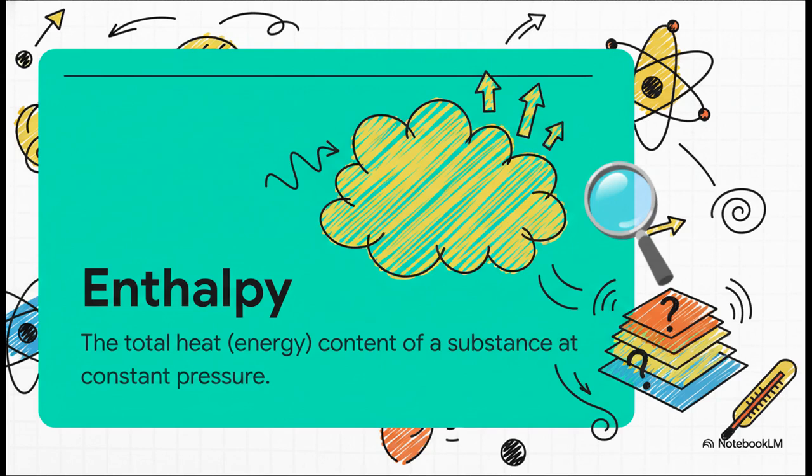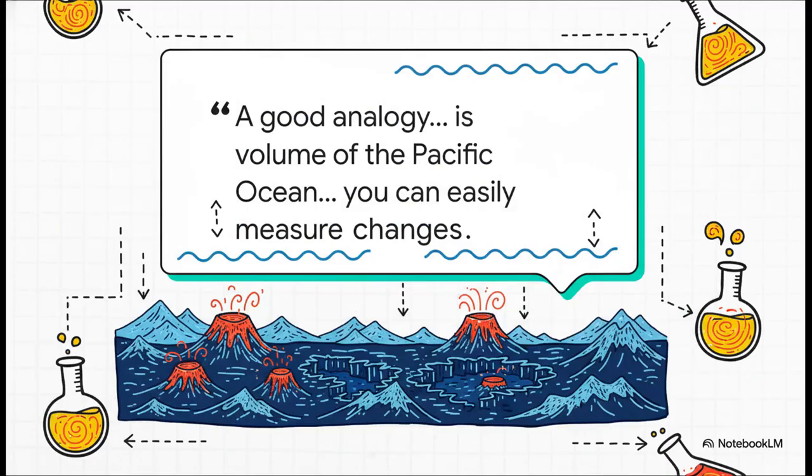And there's a fantastic way to wrap your head around why that is. This analogy just nails it, doesn't it? Trying to measure total enthalpy would be like trying to get the exact volume of the entire Pacific Ocean. I mean, you'd have to account for every single trench, every underwater volcano. It's just way too complex. But what you can do, very easily, is measure if the sea level goes up or down. And that's exactly what chemists do with energy.